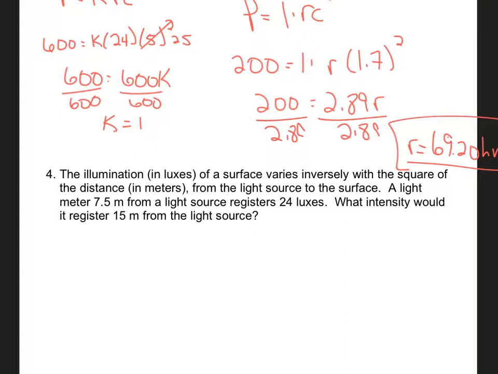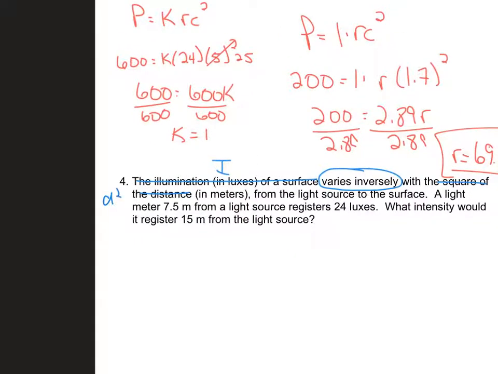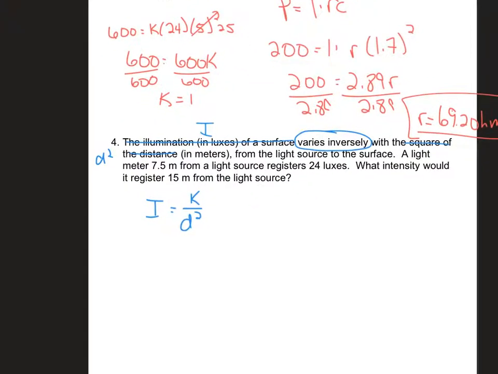The illumination in luxes of a surface area varies inversely, okay? So we're going to have some sort of fraction here with the square of the distance. So we have illumination. I'm just going to call it I. And square of the distance, I'm going to call that D squared. So I varies inversely with D squared. So I equals K over D squared. So if I were you, I would try to do this one myself real quick. Give it a shot. You can obviously pause to do that. I'm going to keep going, so hopefully you've done it.